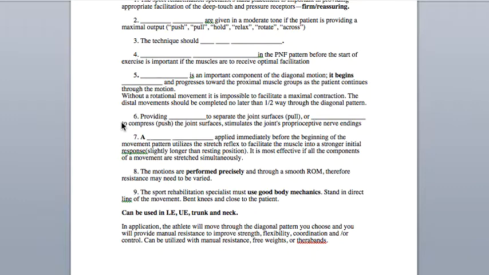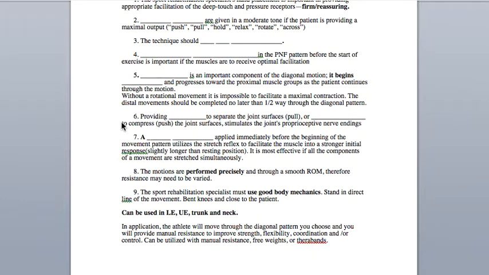It begins distally and progresses towards the proximal muscle group as the patient continues through the motion. So when we do that D1 upper extremity pattern and you start in pronation, and your arm is going to move into supination with external rotation, we start distally. So before you get halfway through the pattern, that arm should be fully supinated, but you'll still be moving into shoulder external rotation. So distal rotation prior to the proximal rotation.